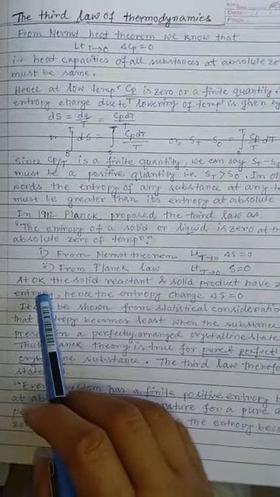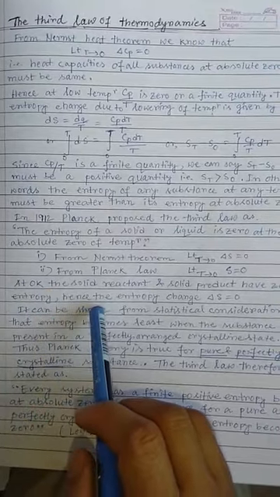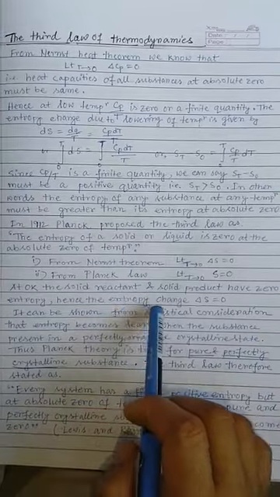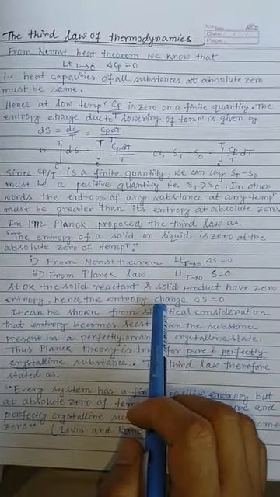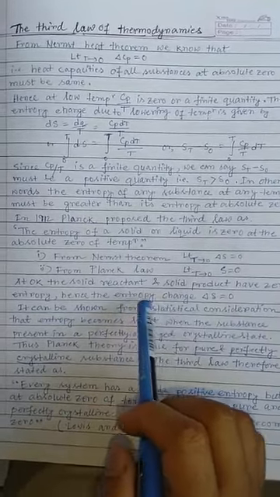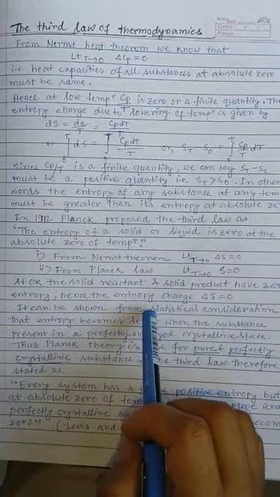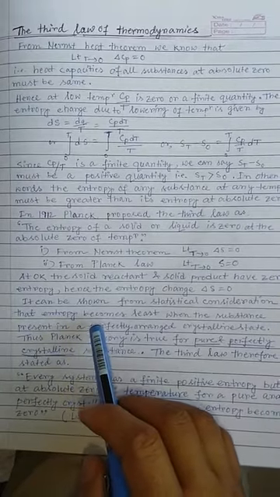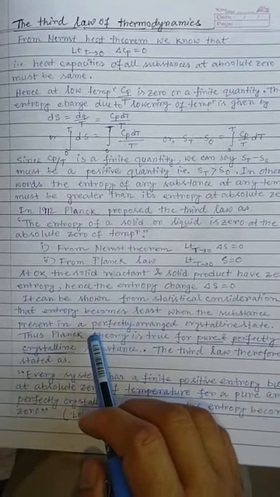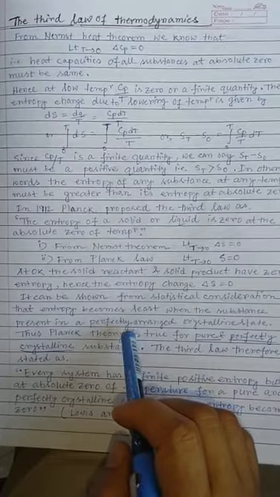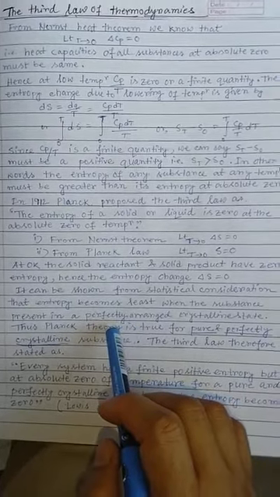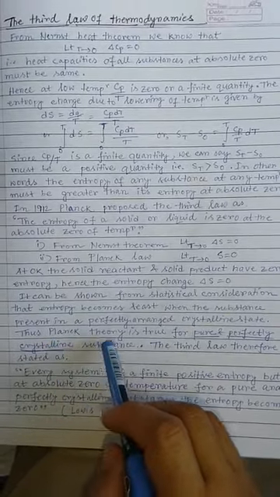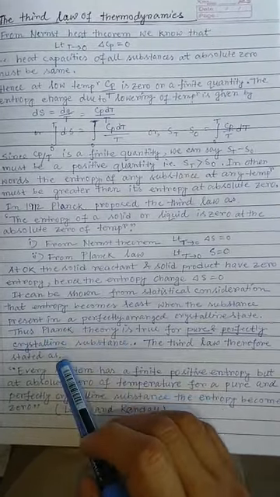So at 0 Kelvin, the solid reactant and solid product have 0 entropy. Hence the entropy change is also 0, because delta S means product entropy minus reactant entropy, and if individually they are 0, then their change is also 0. It can be shown from statistical consideration that entropy becomes least when the substance is present in a perfectly arranged crystalline state. It's true. We will definitely prove this in a later section. Thus, Planck's theory is true for pure and perfectly crystalline substances.